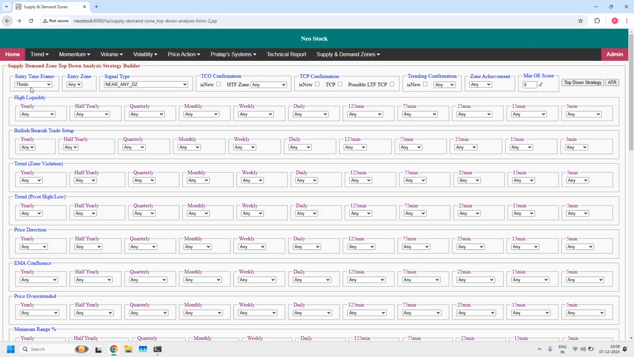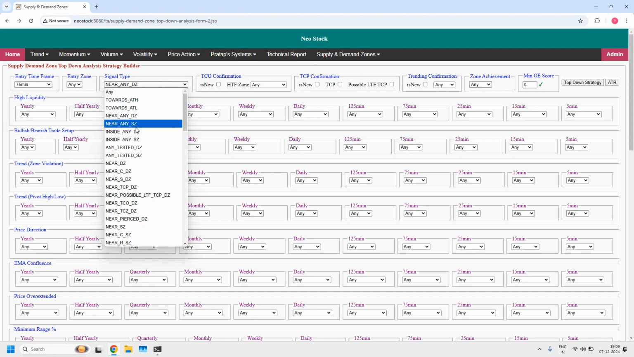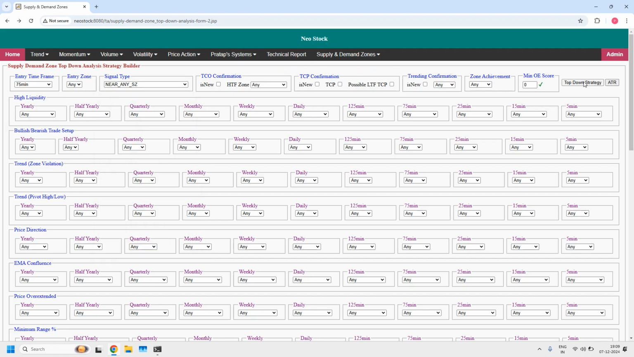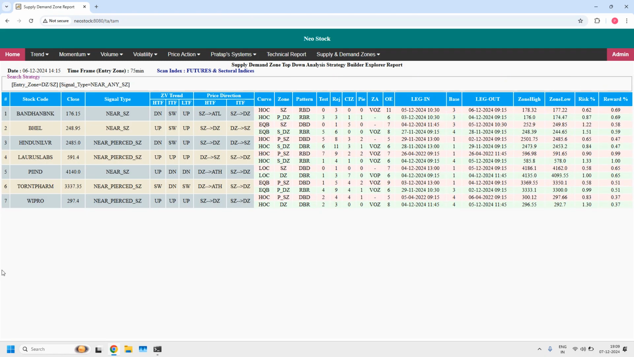Okay, next, for 75 minutes time frame, let us find the stocks near 75 minute supply zone. We got 7 stocks. Let's identify high liquidity 75 minute supply zones. Anything available? No, we don't have any valid 75 minutes high liquidity supply zones. Second time also verified. No zones are available.